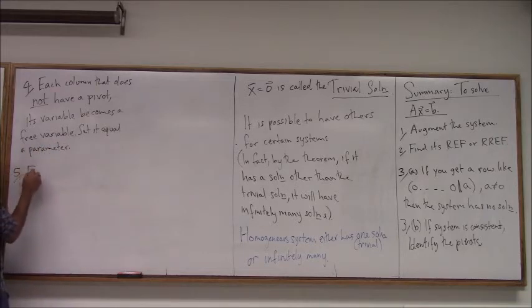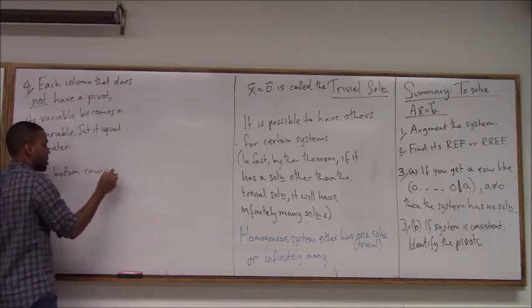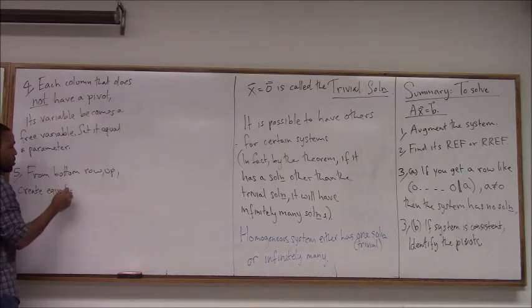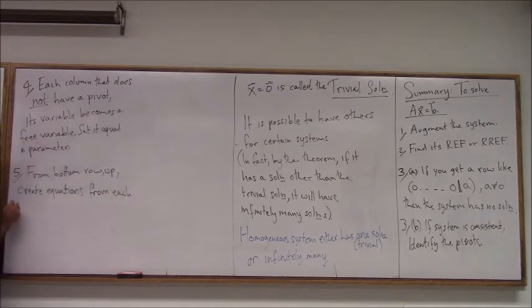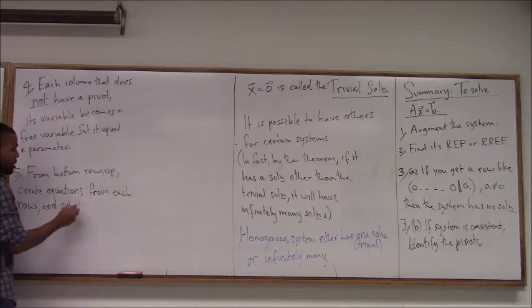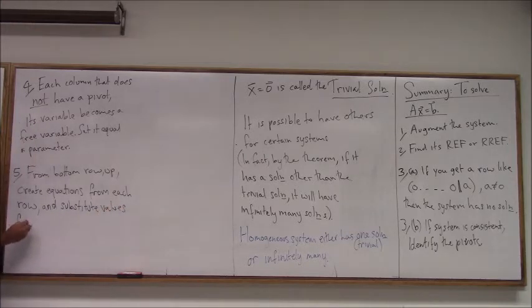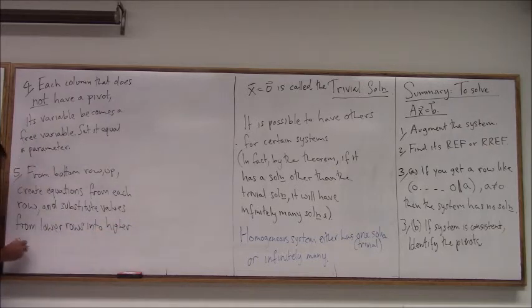5. From the bottom row up, create equations from each row, and substitute values from lower rows into higher ones, to solve for each variable.